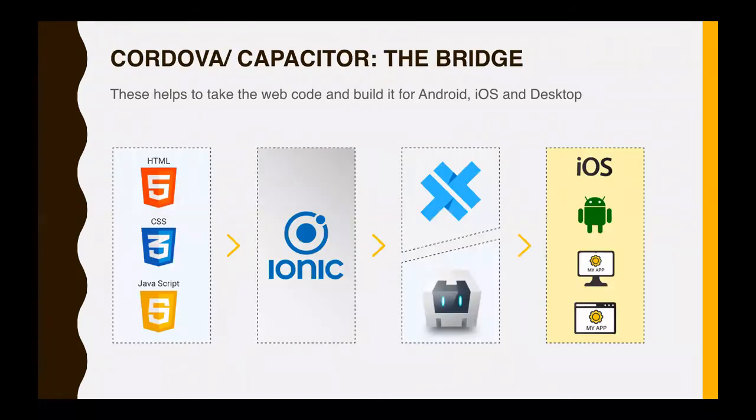So what is the role of Cordova or Capacitor? Now we have our code in HTML, CSS, and JavaScript, and we have the Ionic flavor here. This Ionic with HTML, CSS, and JavaScript is our web application. Then Cordova and Capacitor act like a bridge, taking our web code and generating the application for iOS, Android, web, and desktop.